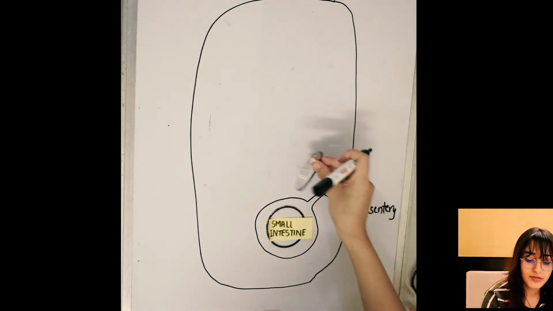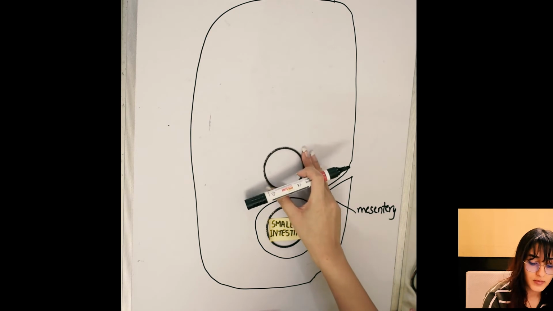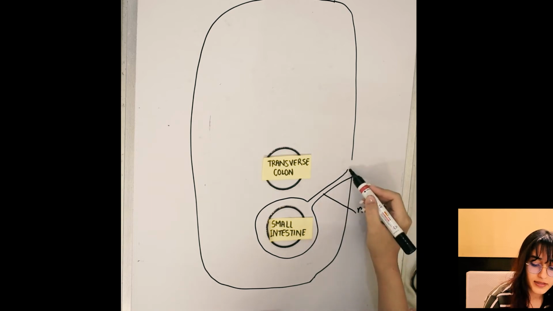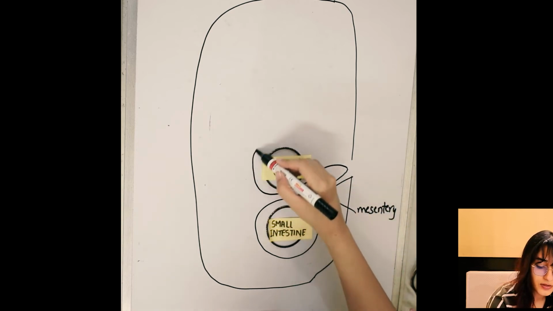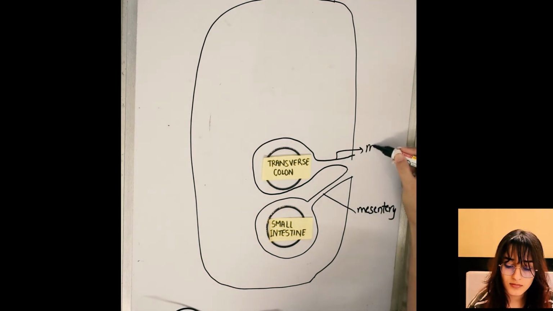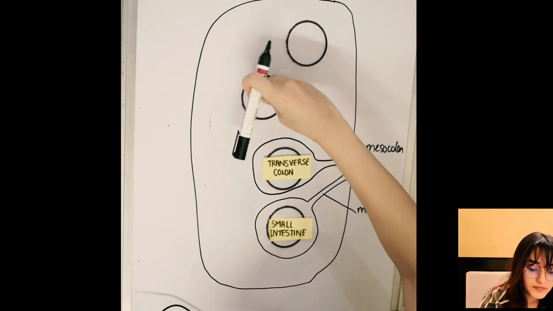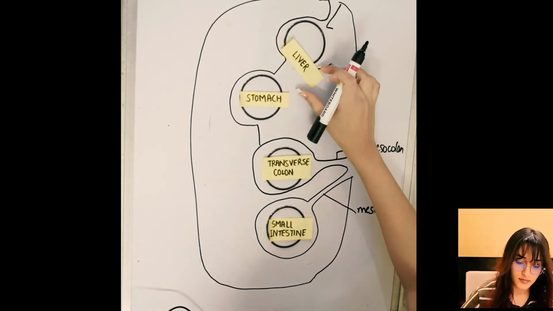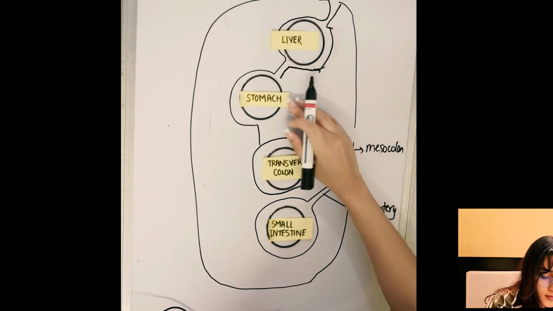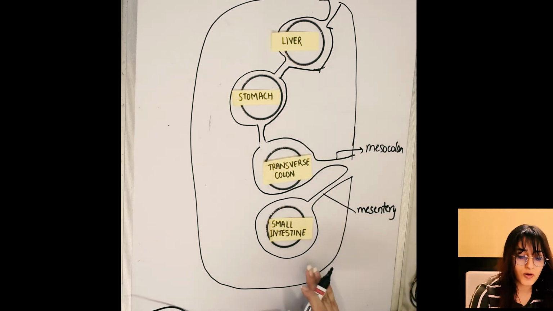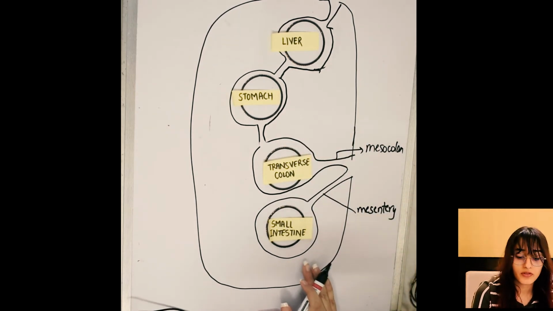Next, let's also add the transverse colon, which is just above the small intestine. Same with the small intestine, this peritoneum or the balloon will wrap around it. This will be called mesocolon. Similarly, let's add stomach and liver. So now I've added liver, stomach, transverse colon and small intestine. This is all you have to remember for the sagittal section.